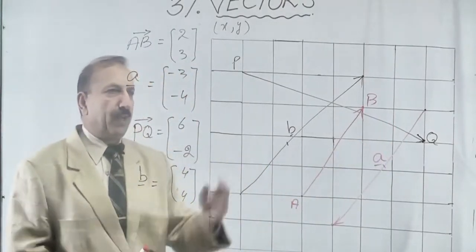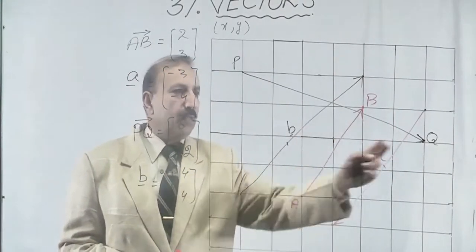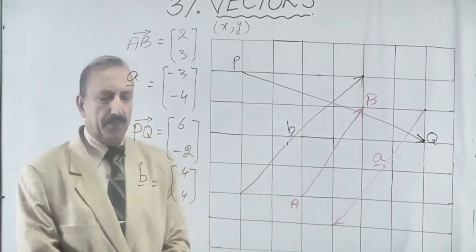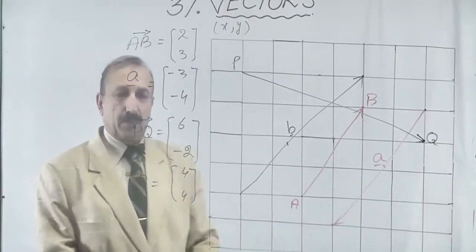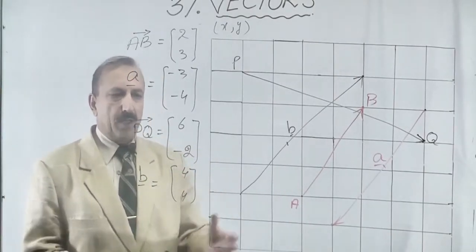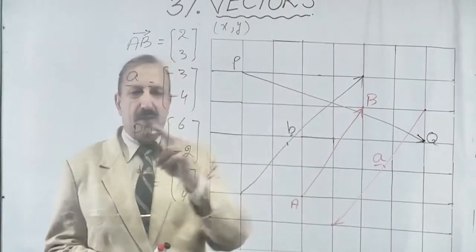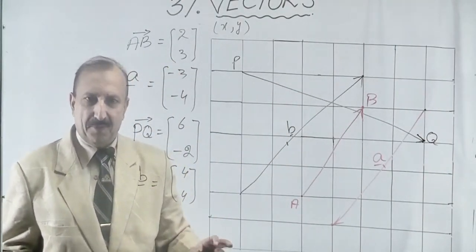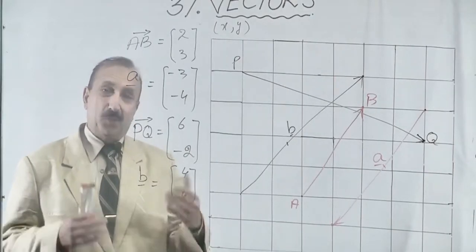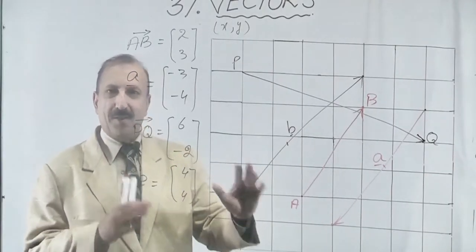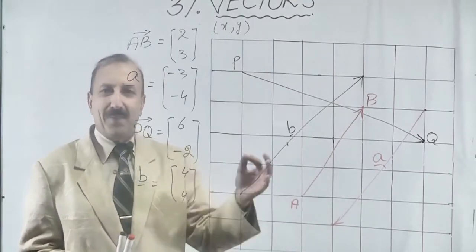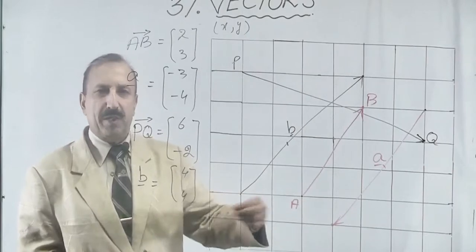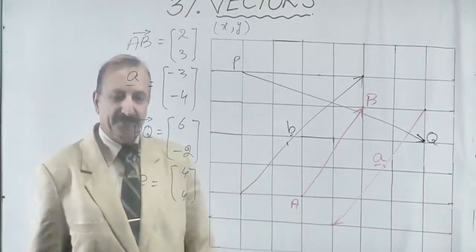And if the vectors are already drawn on the unit scale graph or on any grid in the form of a graph, then we are supposed to write their column vectors, like vector PQ and vector B. I'm sure you have done it and you got this concept, and with a little more practice, it will be comfortable for you to attempt any question in any exam.